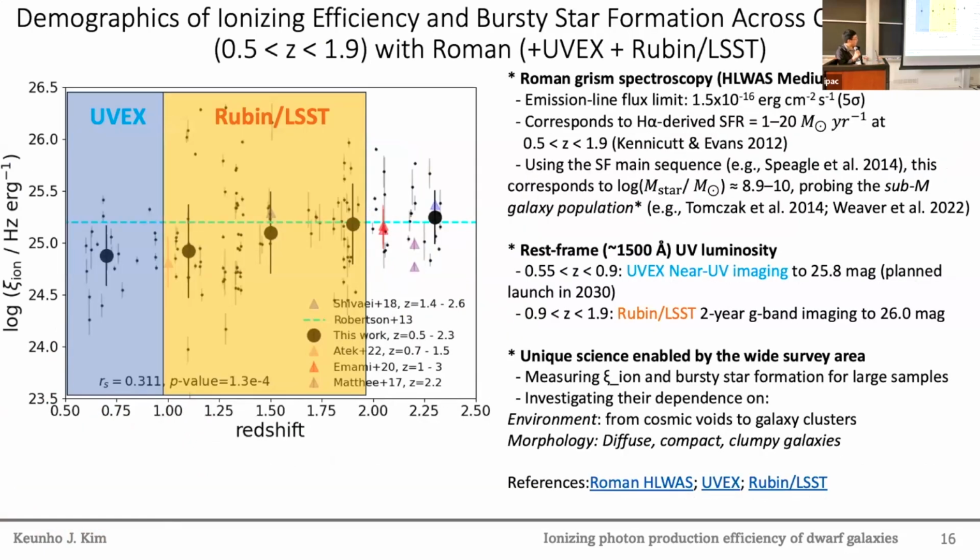And bringing this analysis to the Roman era, we have done some back-of-the-envelope calculations of how the Roman Grism will transform these ionizing production efficiency studies into a more census-like demographic study of galaxies. With the High Latitude Wide Area Survey emission line limit, these H-alpha emitting star-forming galaxies could be observed down to a stellar mass of around 10^9 to 10^10.